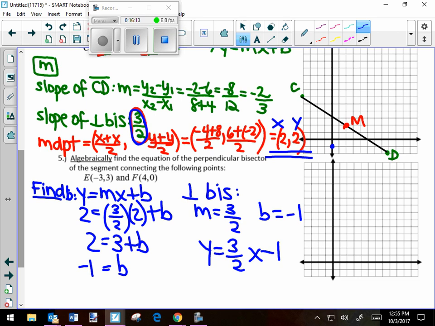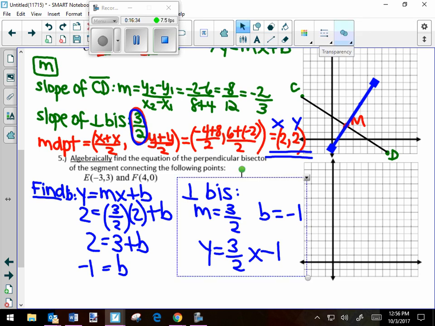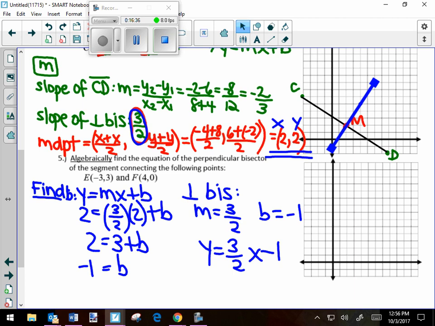Here's negative 1. If I go up 3 over 2, up 3 over 2, etc., I can see where that line is going to go. So from this point to this point is where my perpendicular bisector is going to go. That is the perpendicular bisector, and this is the equation.